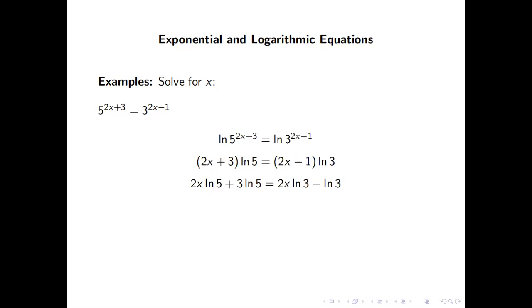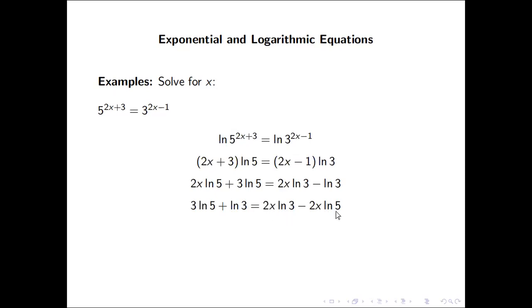And then we are solving for x, so we will be collecting all terms containing x on one side, all those without x to the other side. So we have this. 2x ln 5 was transferred to the right-hand side, so we have to change its sign, it becomes negative 2x ln 5, and then this negative ln 3 transferred here becomes positive ln 3. And then observe that all terms with x are on one side.